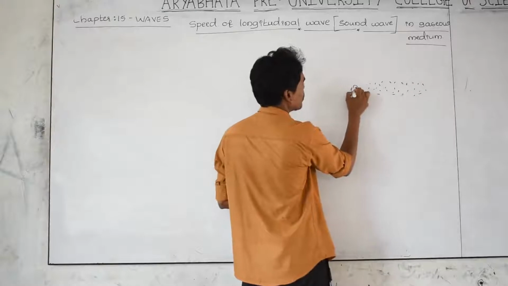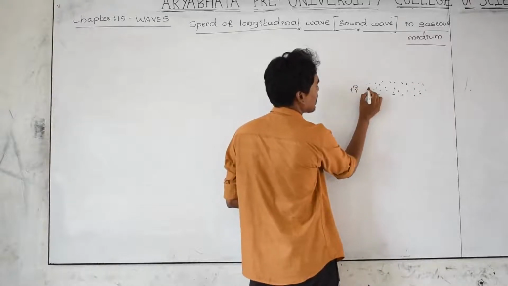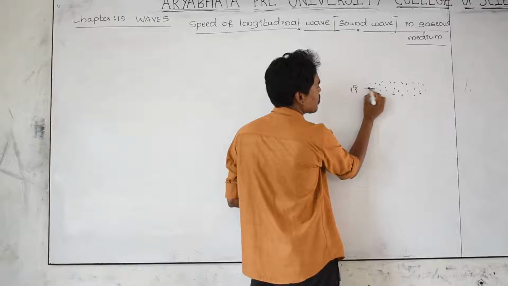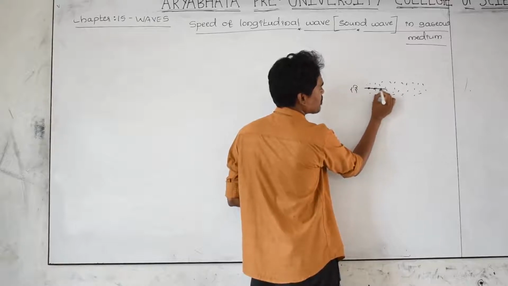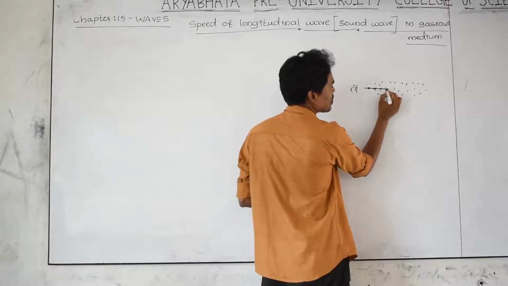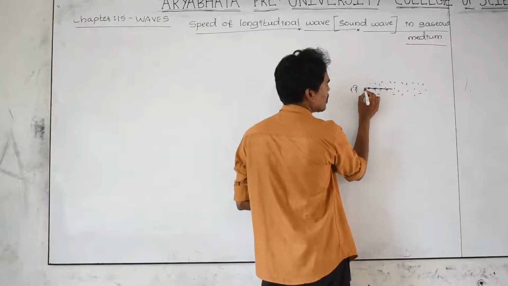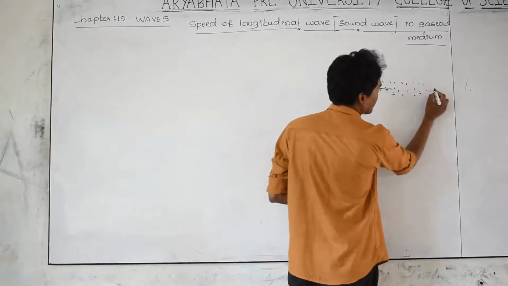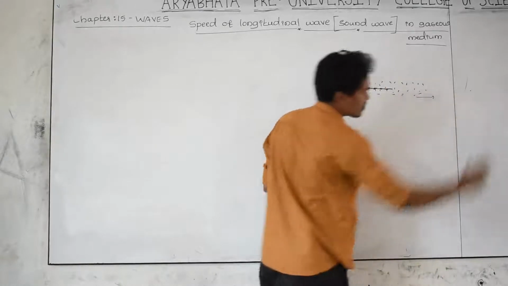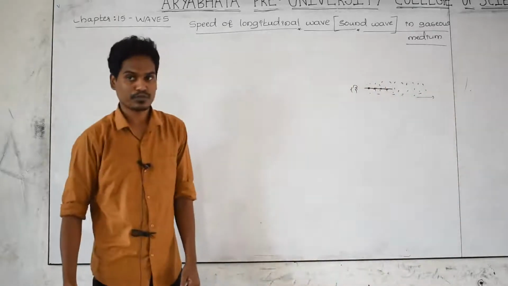When the person talks, he is putting pressure on the air particles, and they vibrate. Because of this disturbance, the neighboring particle vibrates, and so on. The disturbance moves in this direction. The disturbance is nothing but a wave.